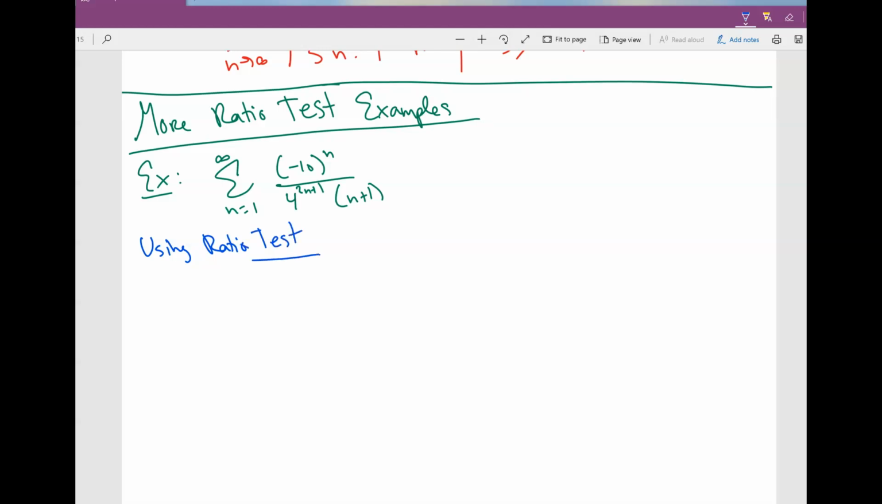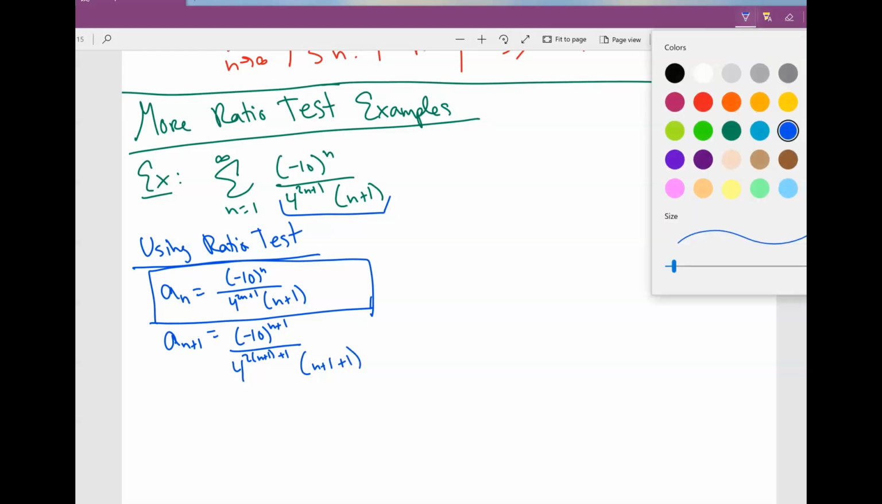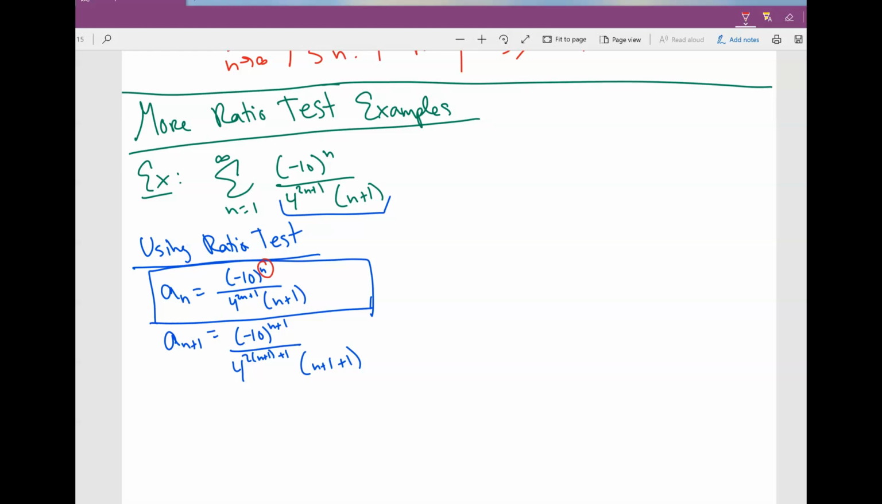we want to be able to figure out what a sub n is and what a sub n plus 1 is. Okay, so your a sub n is going to be basically just this guy. Negative 10 to the nth power divided by 4 to 2n plus 1 and then n plus 1. So that's going to be my a sub n. Then my a sub n plus 1 is going to be just adding plus 1 to this thing. So negative 10 to the n plus 1 divided by 4 to 2(n plus 1) plus 1 and then n plus 1 plus 1.